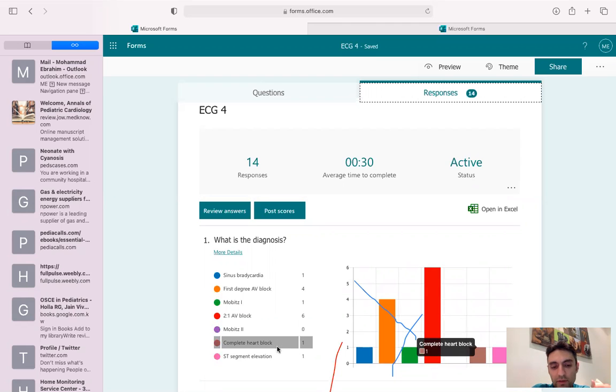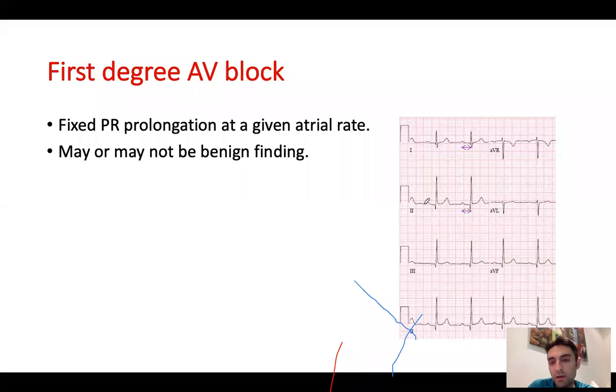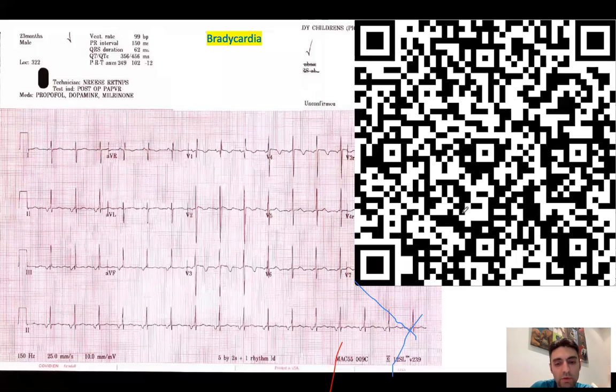I don't know, I see complete heart block, I see ST elevation, I see sinus bradycardia. Well, yes, it's a little bit of sinus bradycardia, but he's 18 years old, so he's not really pediatric. Make sense, guys? So there is fixed PR prolongation. There's 1-to-1 conduction with PR prolongation, so that's first degree. Usually benign. May not be benign, but usually benign.